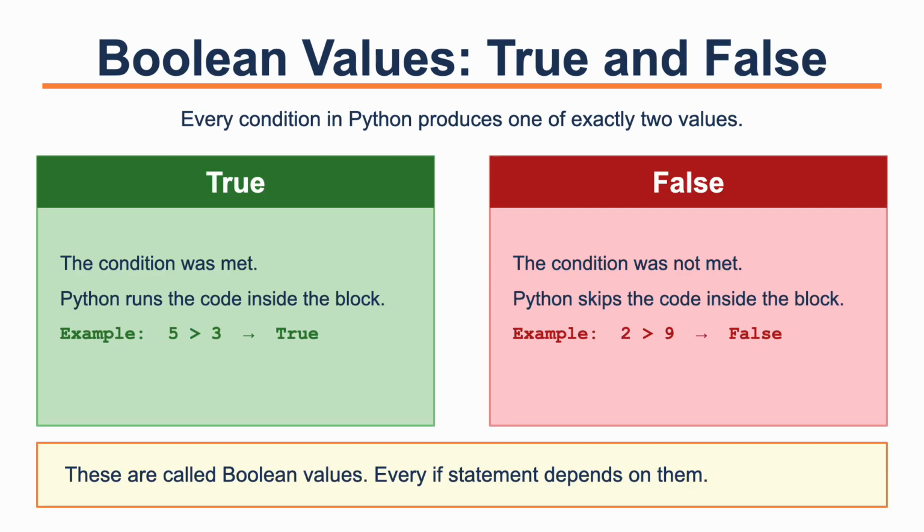Every condition in Python produces one of two values. True means the condition was met. False means it was not. These are called Boolean values. Python uses them to make every decision in a conditional statement.